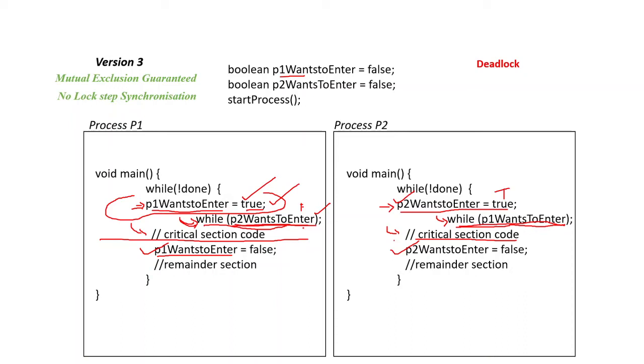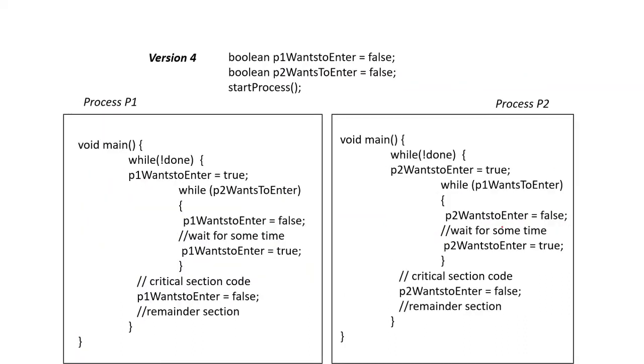Now let's see how it is tackled in the next version, version 4, and try to find out if version 4 could do something to break that deadlock. In this version 4, we again have the same Boolean variables, P1 wants to enter and P2 wants to enter. Now let's see how this tackles the deadlock situation.